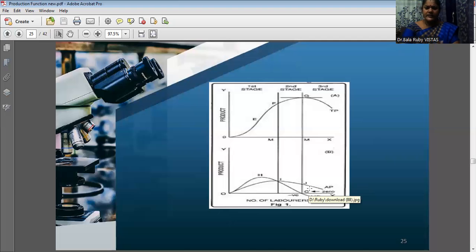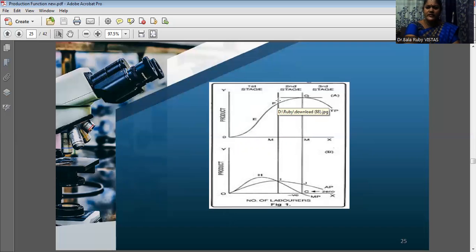In the first stage, total production increases at increasing rate. Then it increases at decreasing rate. This is the total production in the first stage. Here, this E point is considered as a point of inflection. Listen very carefully. Point of inflection, this E point. What does point of inflection mean? At this point, total production stops increasing at increasing rate. At the same time, it is the starting point of total production increasing at decreasing rate.